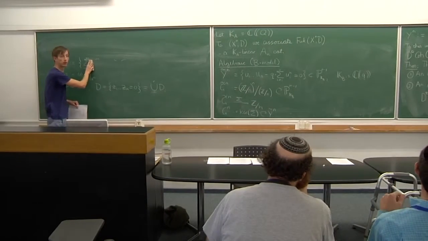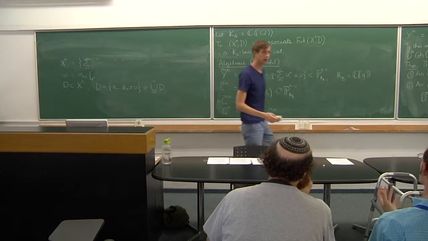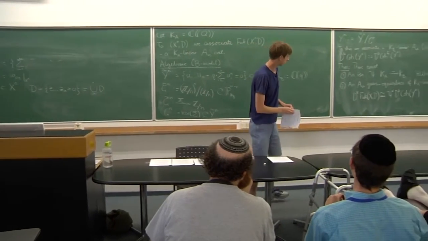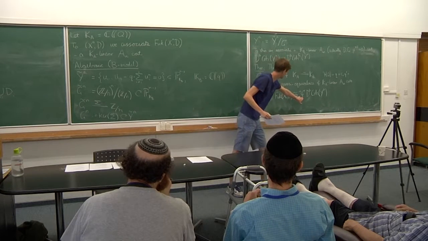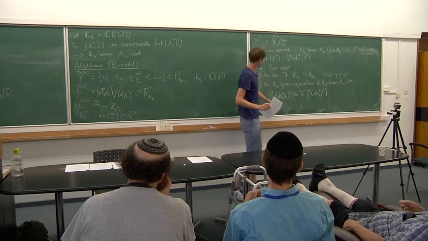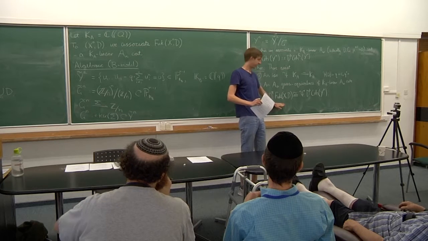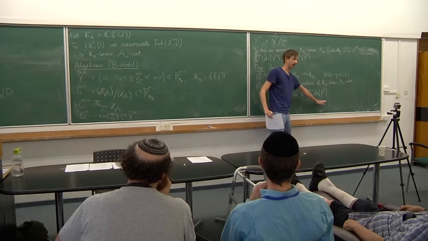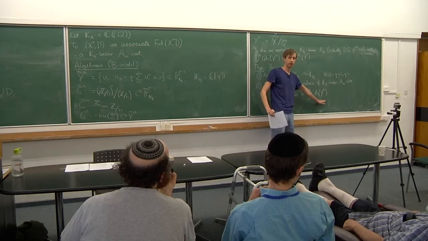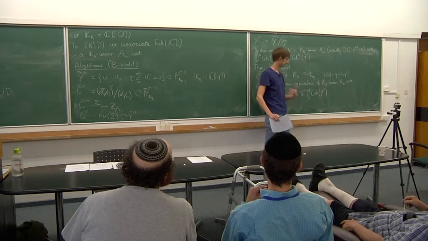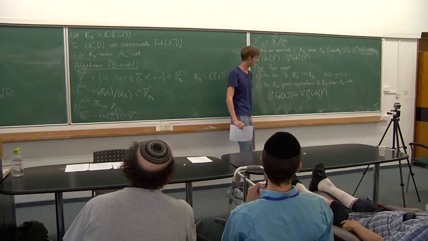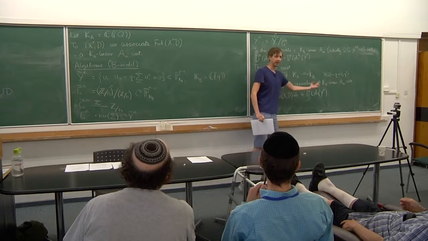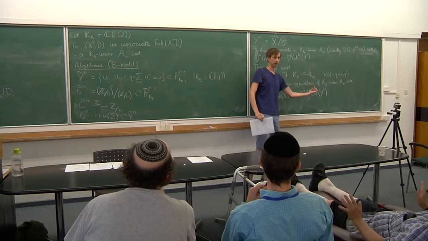I should have said something about this psi here. This is a Ka-linear category. This is a Kb-linear category. So in order to compare them, you need to identify the coefficient field in some way. And that identification is unique.